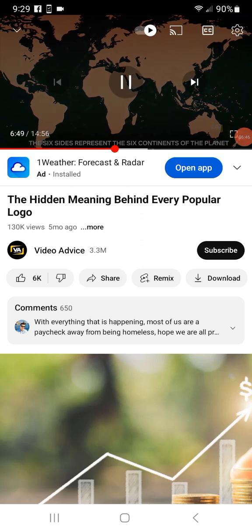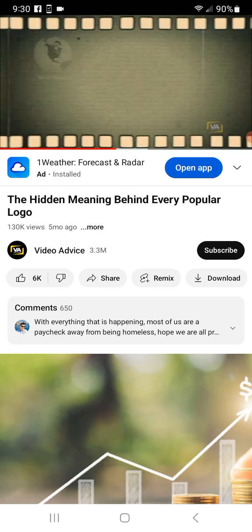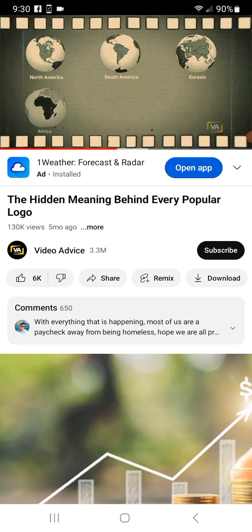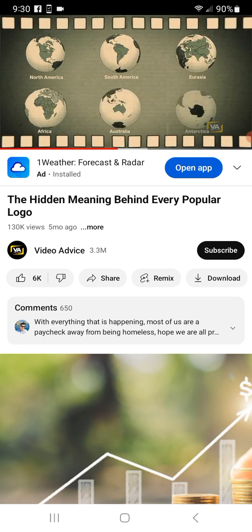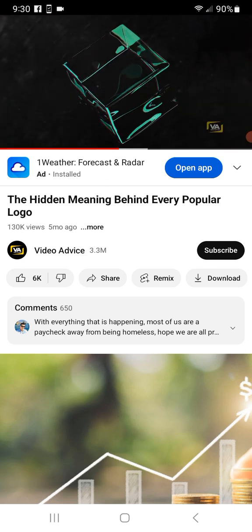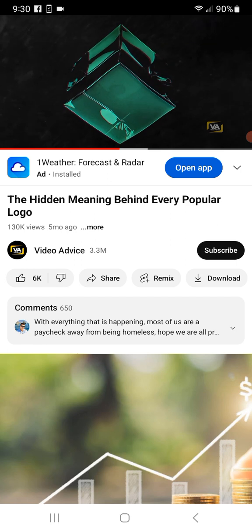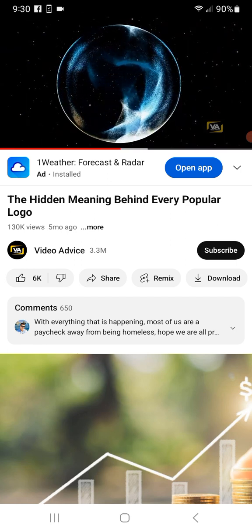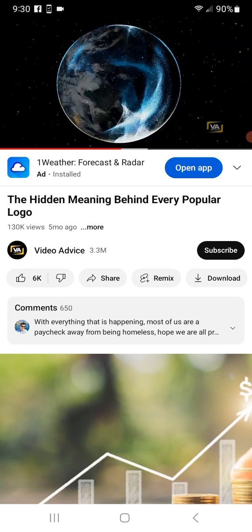The six continents of the planet. So you have North America, South America, Eurasia, Africa, Australia, and Antarctica. So these are the six surfaces of the cube, which represents the earth. And then for the blue water symbol of the circle, you have the sphere, which becomes a globe.